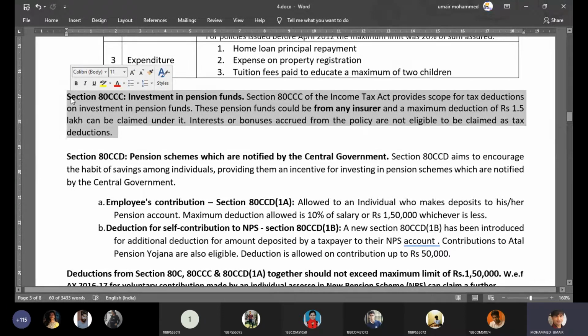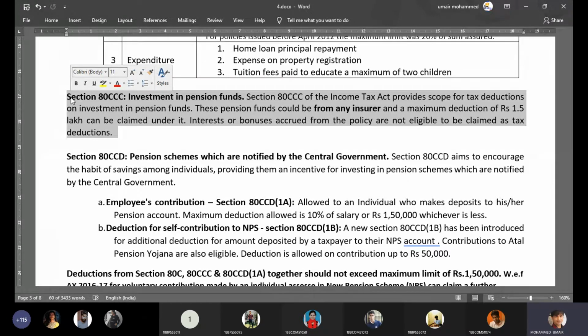And these are the pension schemes which are offered by banks and financial services companies. Whereas 80CCD is a pension scheme which is notified and under the custody of central government. So this is the pension scheme offered by central government. And the question is, to whom? The answer is it is offered to the general public also, and it is offered to employees also, both.